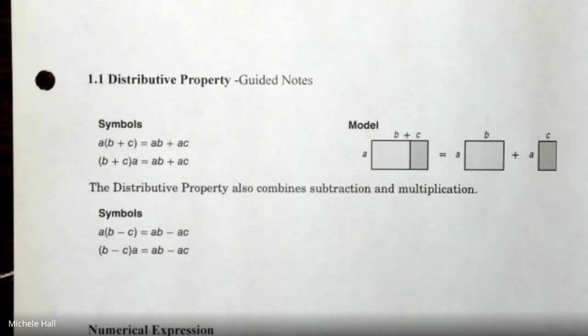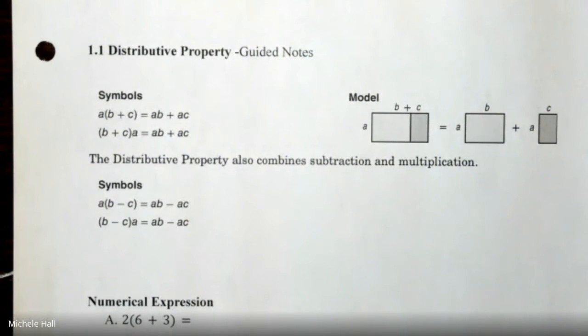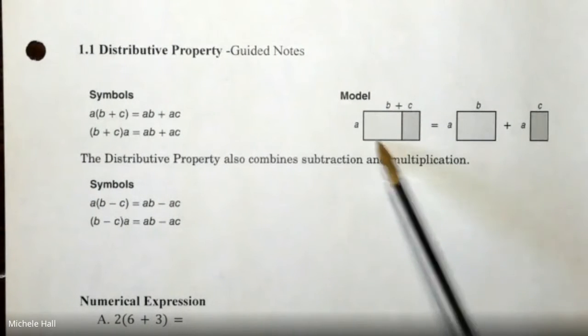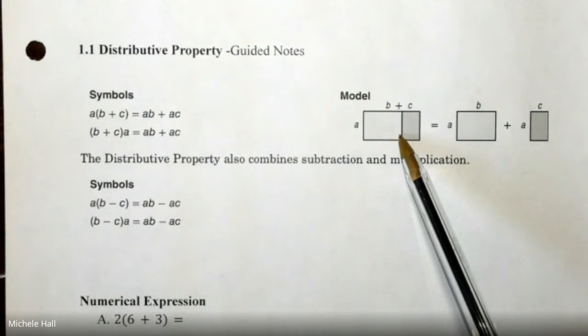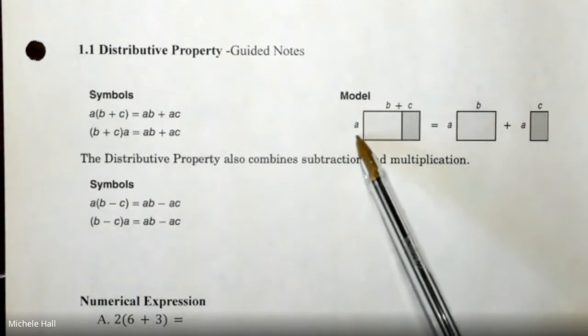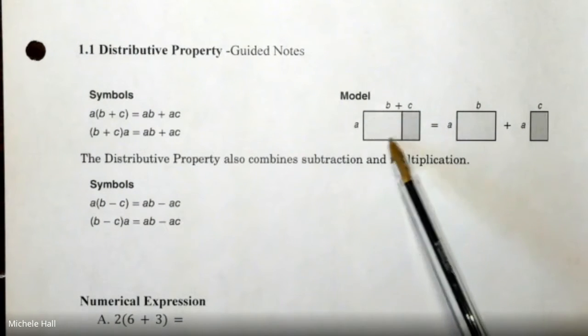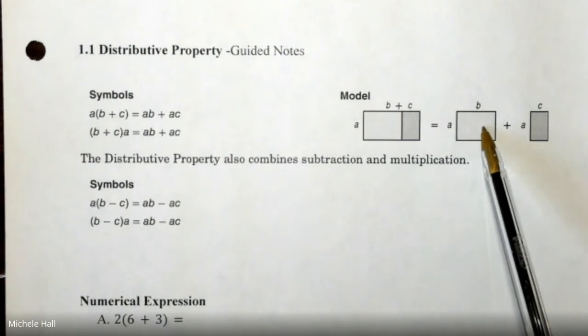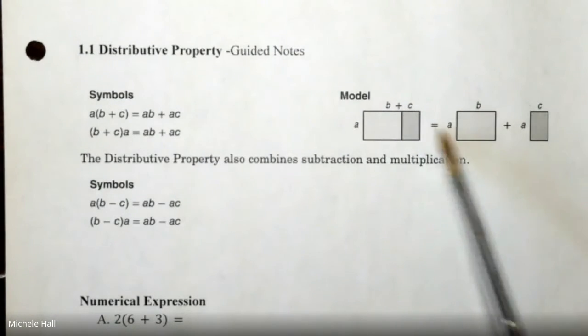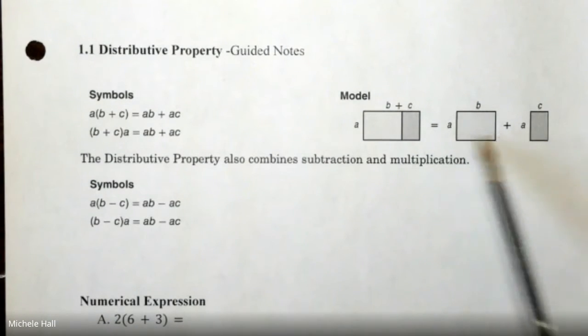The distributive property is used all the time, so this is a pretty big property to use. What it says here is that I have a rectangle and I want to find the area of the rectangle. See that it's broken up into two sections. So I need to do A times B, just this part, to find the area, plus the area of the second one, which would be A times C. And that's how the distributive property works.